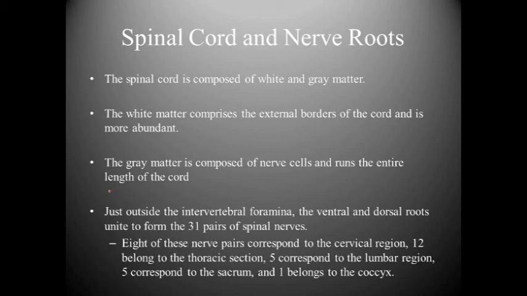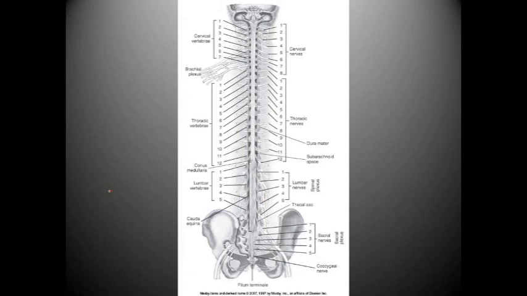8 of these nerve pairs correspond to the cervical region, 12 belong to the thoracic region, and 5 correspond to the lumbar region. 5 correspond to the sacrum, and 1 belongs to the coccyx. Here we have the cranial nerves, the thoracic nerves, the lumbar nerves, the cervical nerves. Basically, just illustrating to you how complex the innervation of the human body actually is.